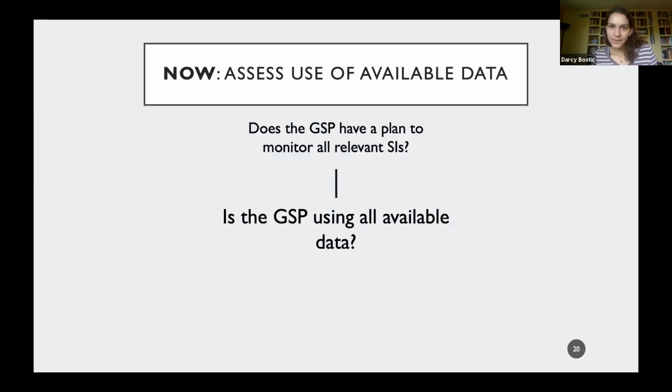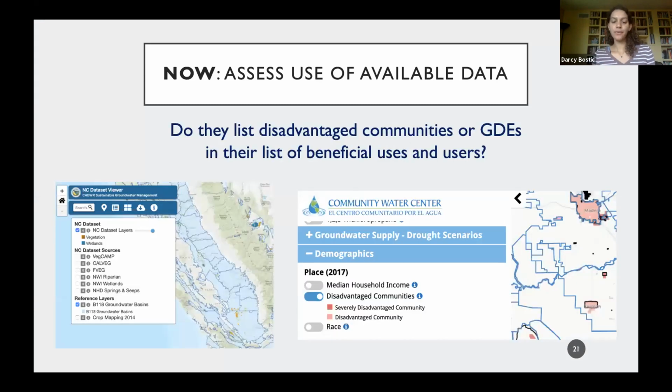All right, so now that we understand what sustainability indicators they have and what type of coverage they're using, it's important to look at what kind of data they're using to fill their monitoring networks. So are they using all available data? For example, first, are they listing the beneficial uses and users? This is also very accessible information. Community Water Center has a great website up now that lists disadvantaged communities, but also has a lot more information on it that's easily accessible.